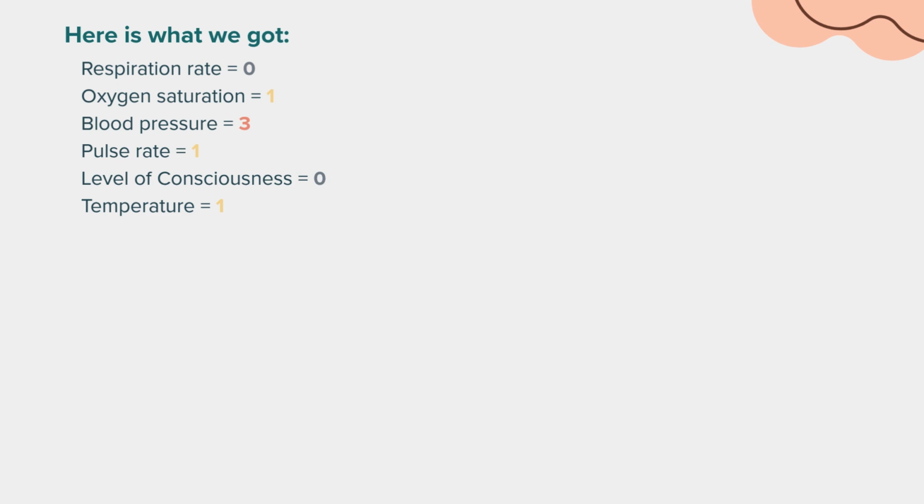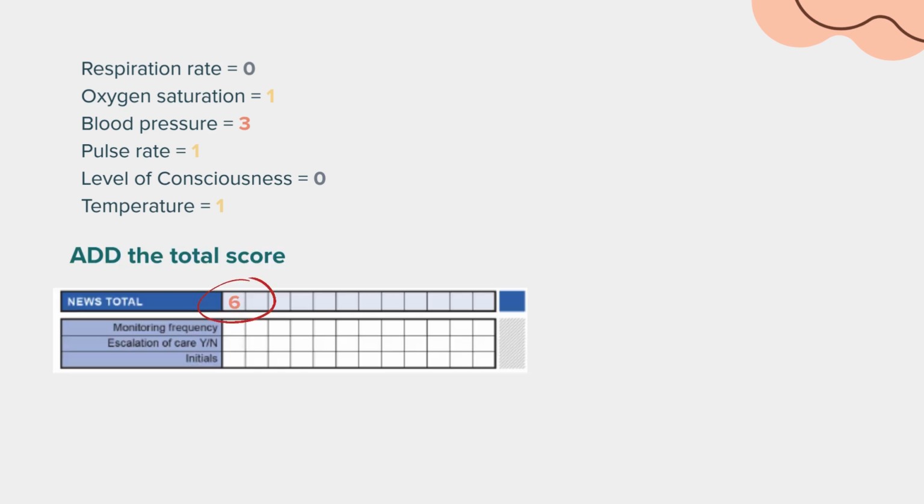Here's what we got from each parameter. Respiration rate 0. Oxygen saturation 1. Blood pressure 3. Pulse rate 1. Level of consciousness 0. Temperature 1. Add the total score, which is 6.